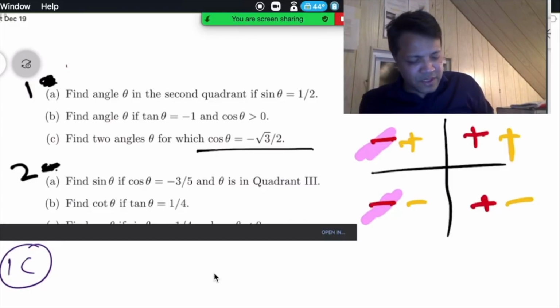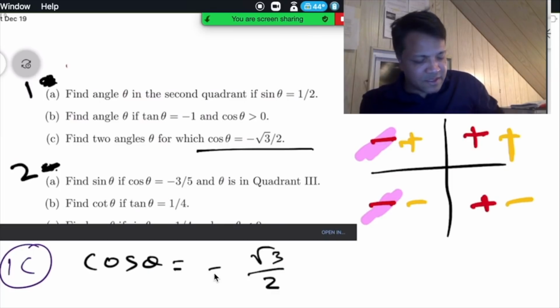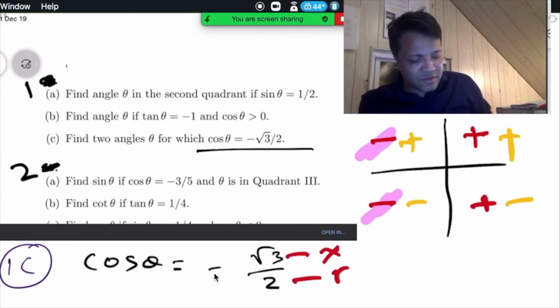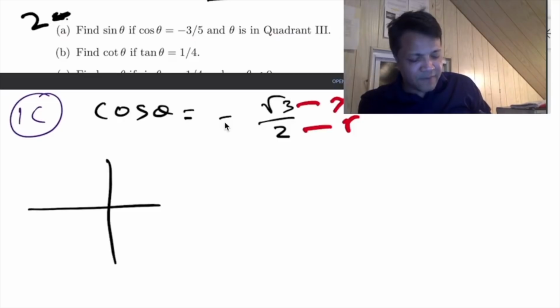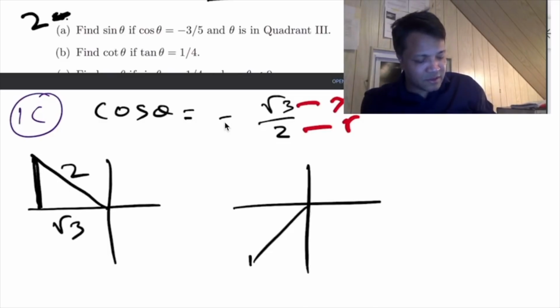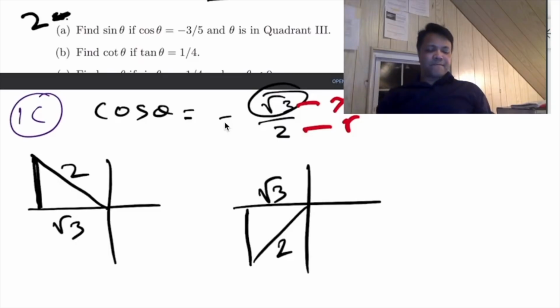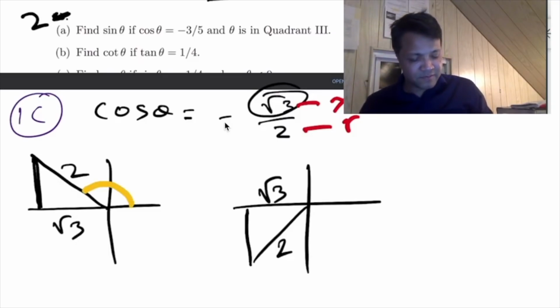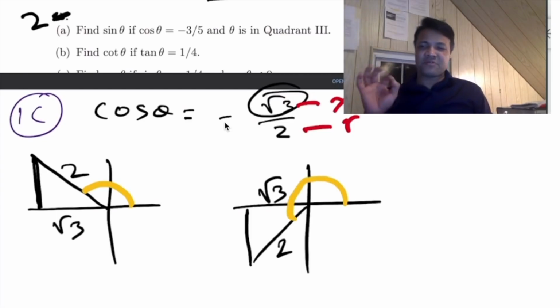Alright, so our cosine theta is negative square root of 3 over 2. So this one is our x and this one is our r. So let's go ahead and draw the quadrant, and first let's do this one. Now x is square root of 3 and r is 2. We have to find the y. This is the second quadrant. Now at the same time we're going to do it on the third quadrant. So x is square root of 3, and r is 2. In this case we're going to try to find this angle, and in this case we're going to try to find this angle. Make sure you understand that.